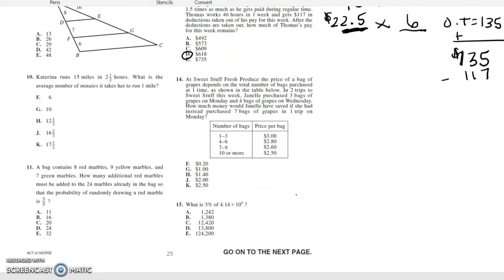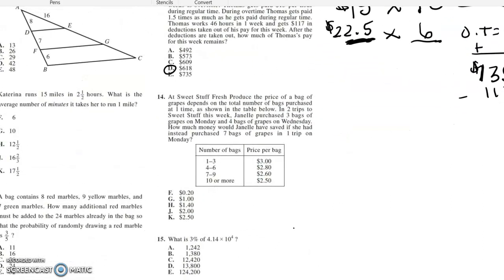Okay, this one, I'm going to zoom in. It's kind of hard to see for me. So this person's buying bags of grapes, right? And they want to see what the difference is between these two. So pause this, read it, and then you can come back and join me. So 2 trips. This person went Monday and bought 3 bags on Monday, and then she bought 4 bags on Wednesday, right? So there's round 1. Round 2 is what happens if she would have bought just 7 bags in one trip altogether. So let's see what the difference is between these two pieces here.